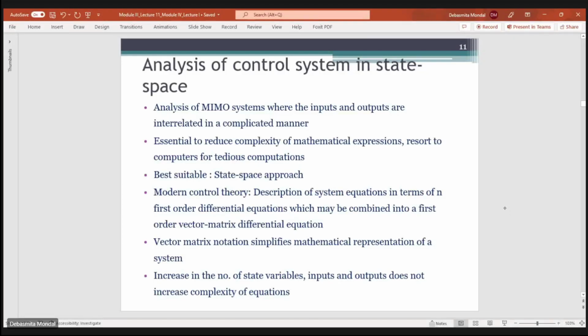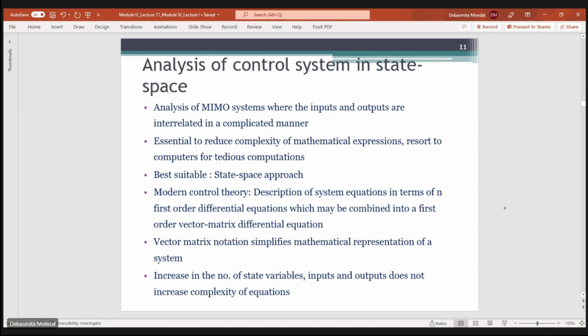In other words, modern control theory is the description of the system equations in terms of n first order differential equations. If you have an nth order system, you can describe it in terms of n first order differential equations, and these can be combined into a single first order vector matrix differential equation. This vector matrix notation simplifies the overall mathematical representation of the system.